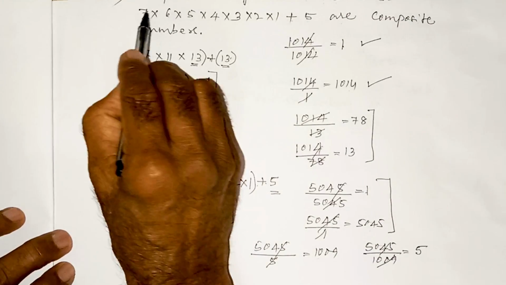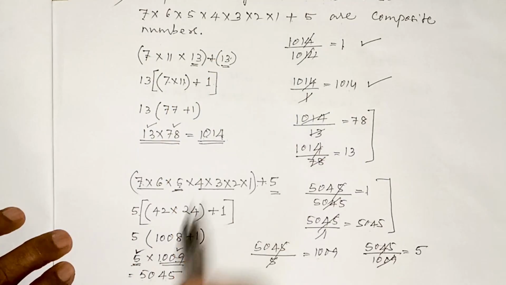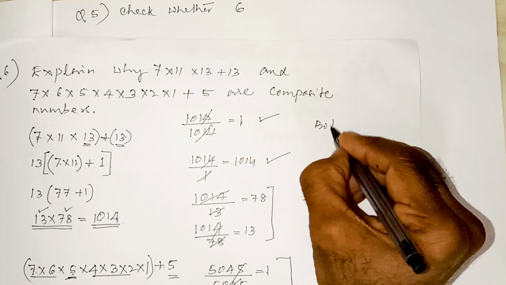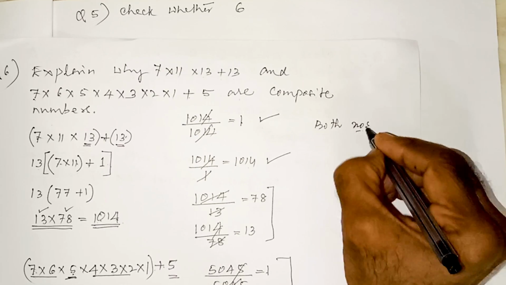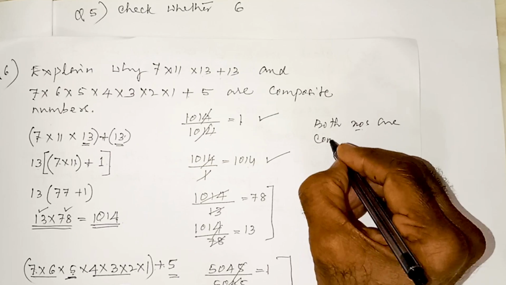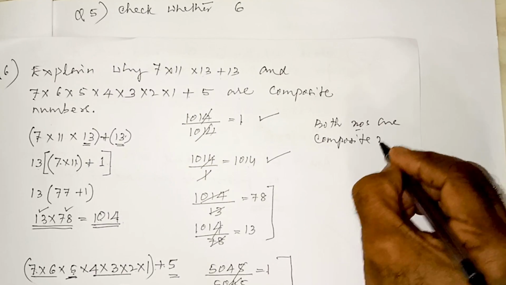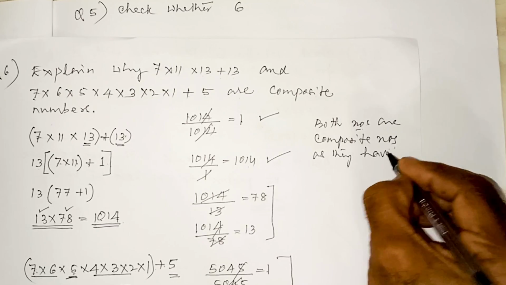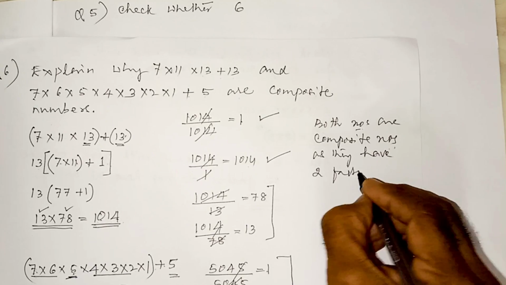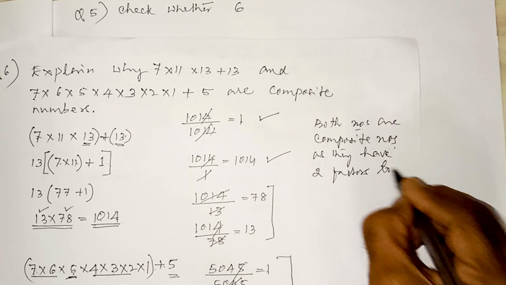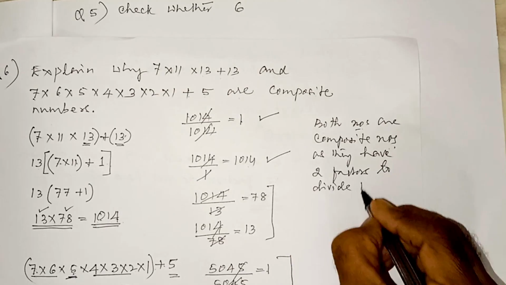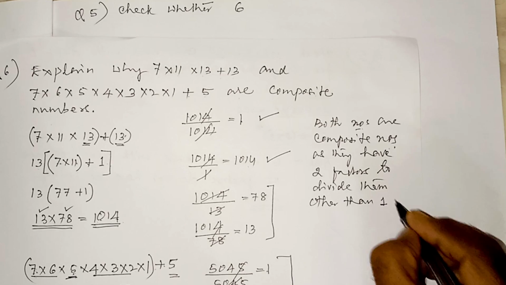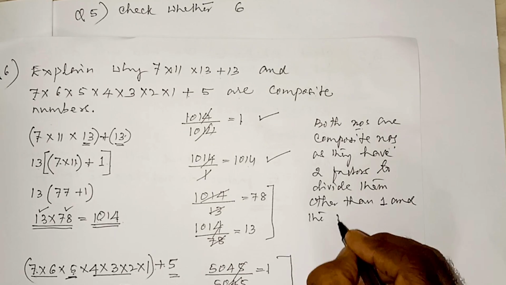Now these two numbers, the first number and the second number, are composite numbers. You can write down: both numbers are composite numbers as they have two factors to divide them other than 1 and the number itself.